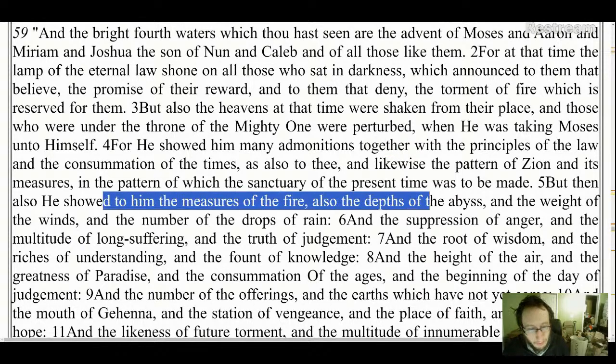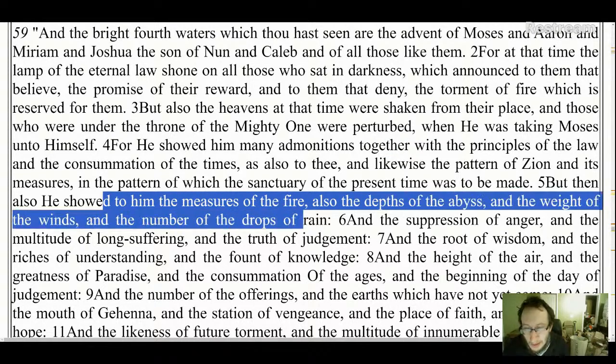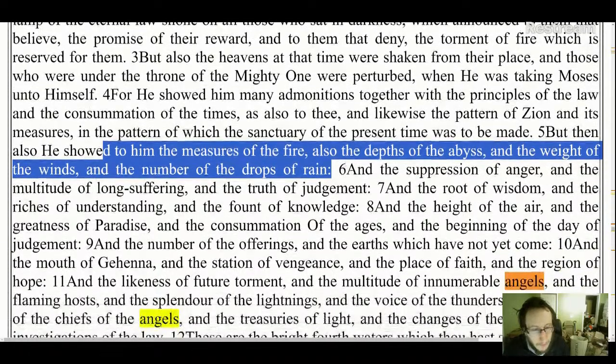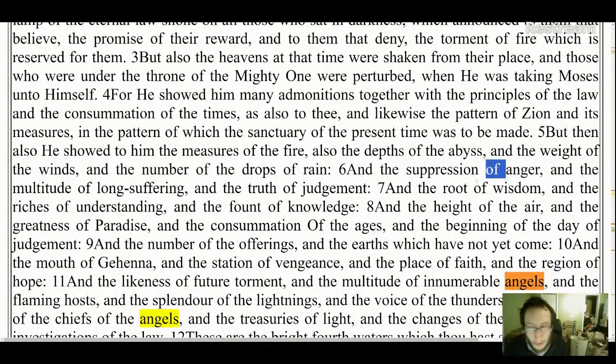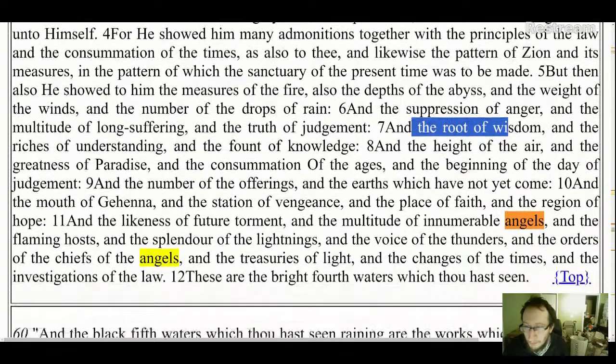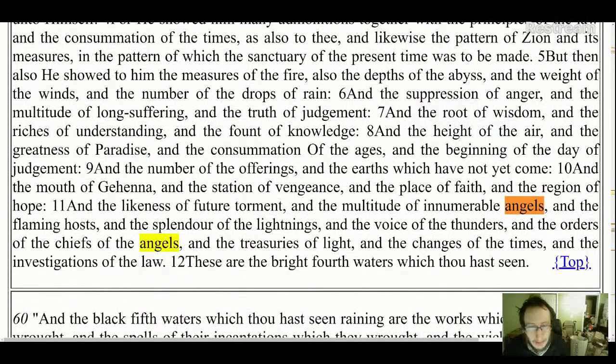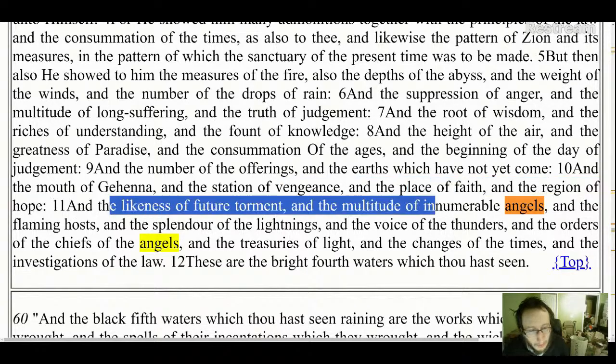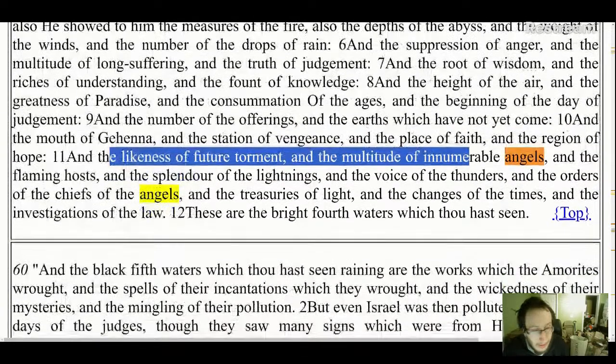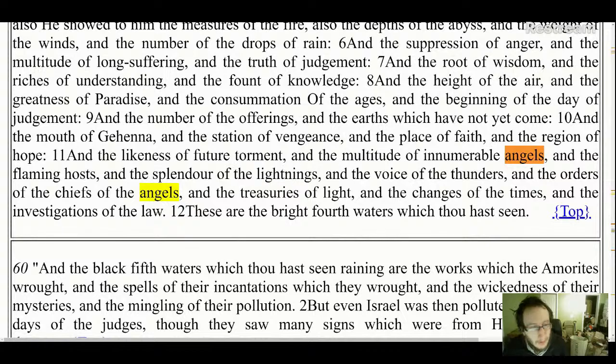Showed him the measures of the fire, depths of the abyss, weight of the winds, number of the drops of rain, suppression of anger, okay, of judgment, truth of judgment, root of wisdom, greatness of paradise, consummation of the ages, beginning of the day of judgment, okay, mouth of Gehenna, station of vengeance, place of faith. So all this stuff, likeness of future torment, multitude of innumerable angels, the flaming hosts, splendor of the lightnings, voice of the thunders, and the orders of the chiefs of the angels.